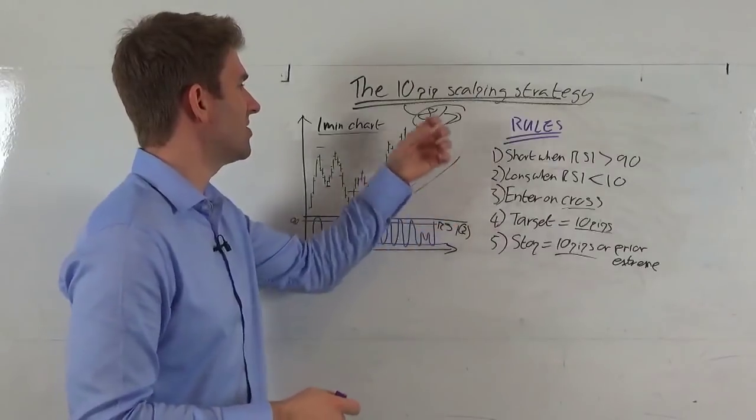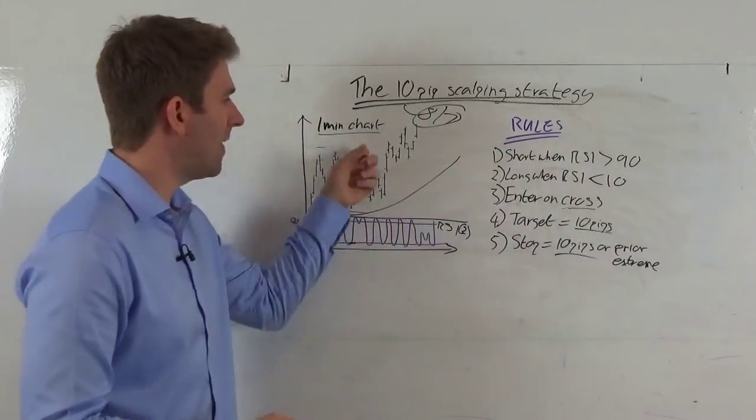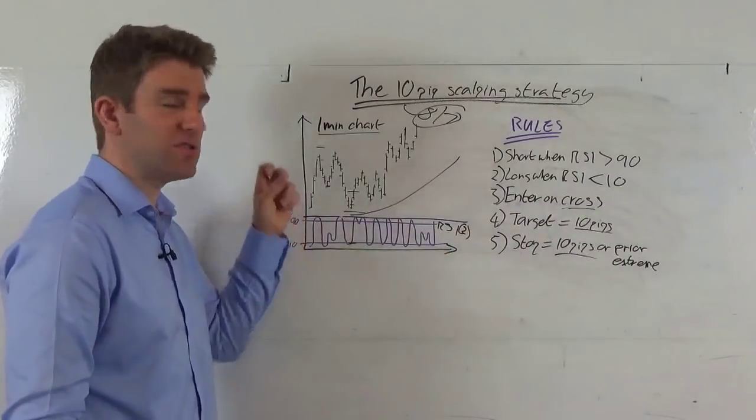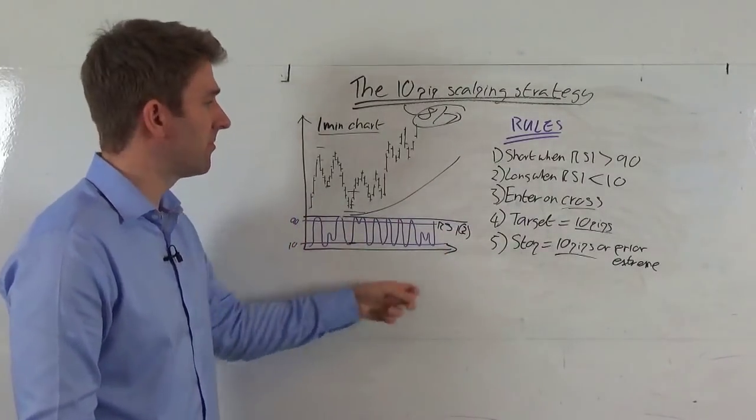So, scalping strategy, 10 pips, major currency pairs, when they're busy. Stochastics, RSI, flick it to 2, change your extreme overbought to 90, change your extreme oversold to 10. Those are the rules. Good to go.